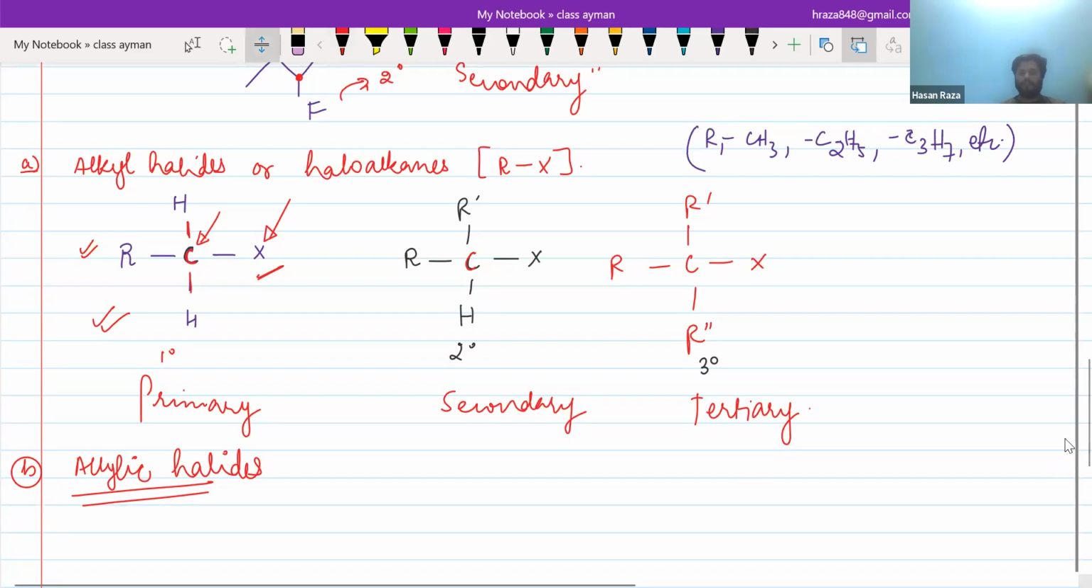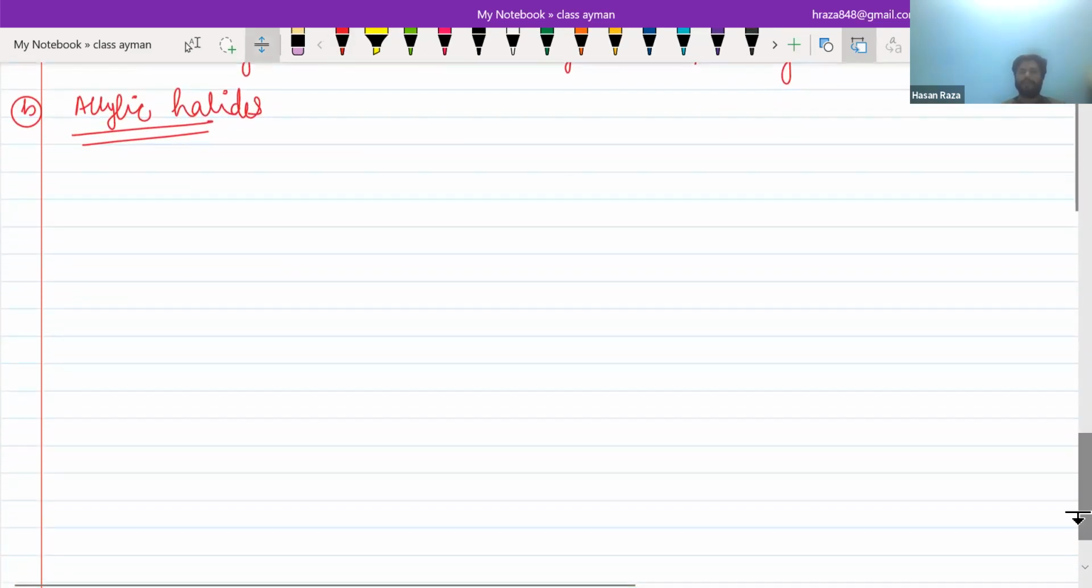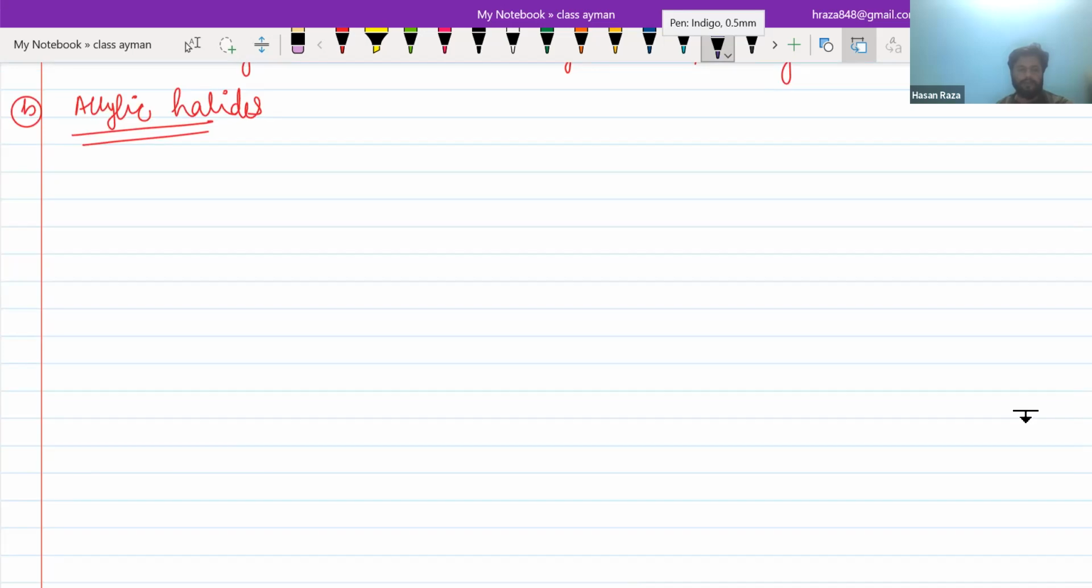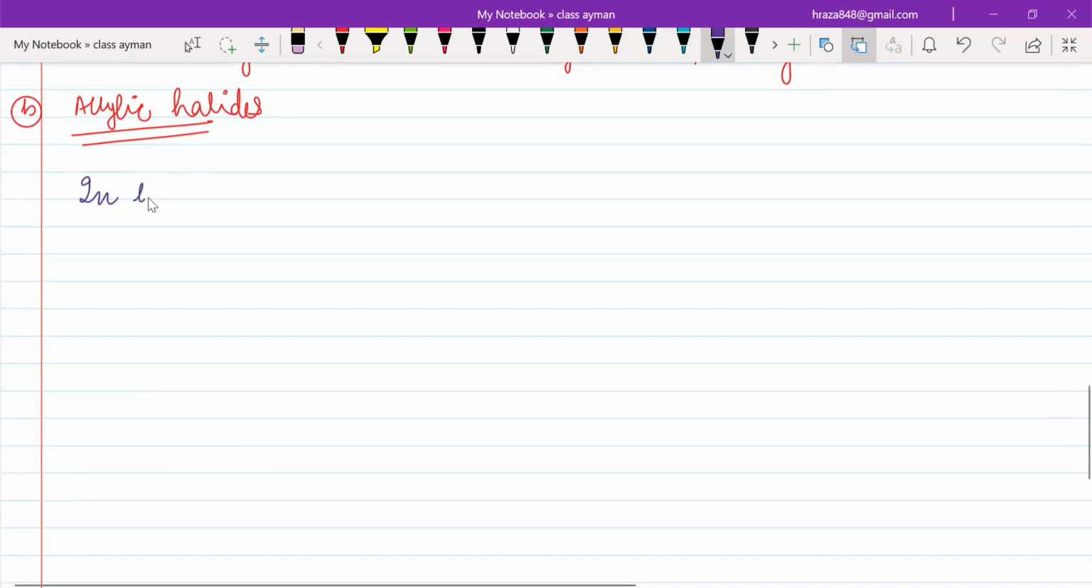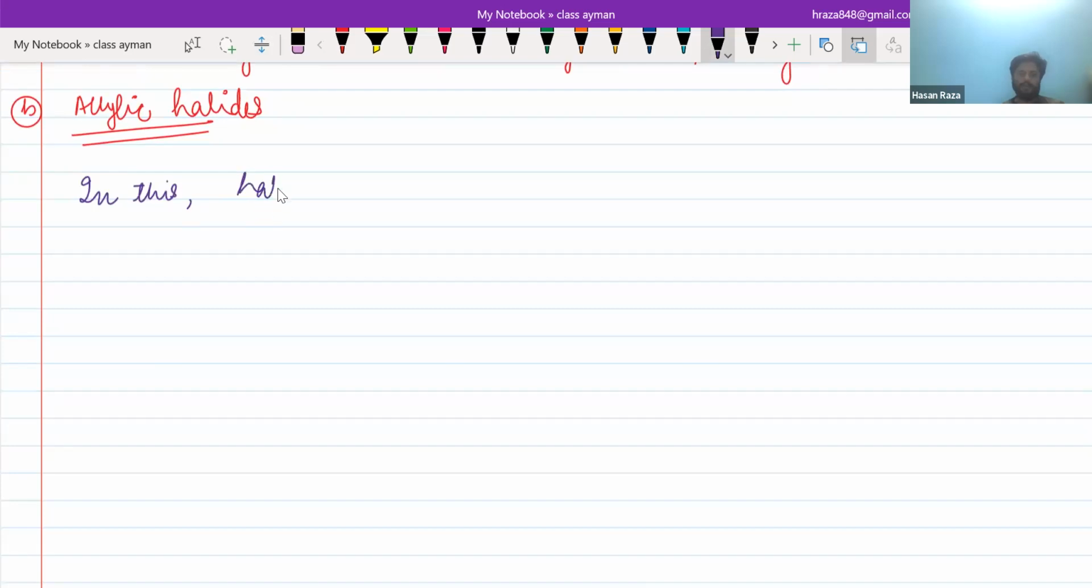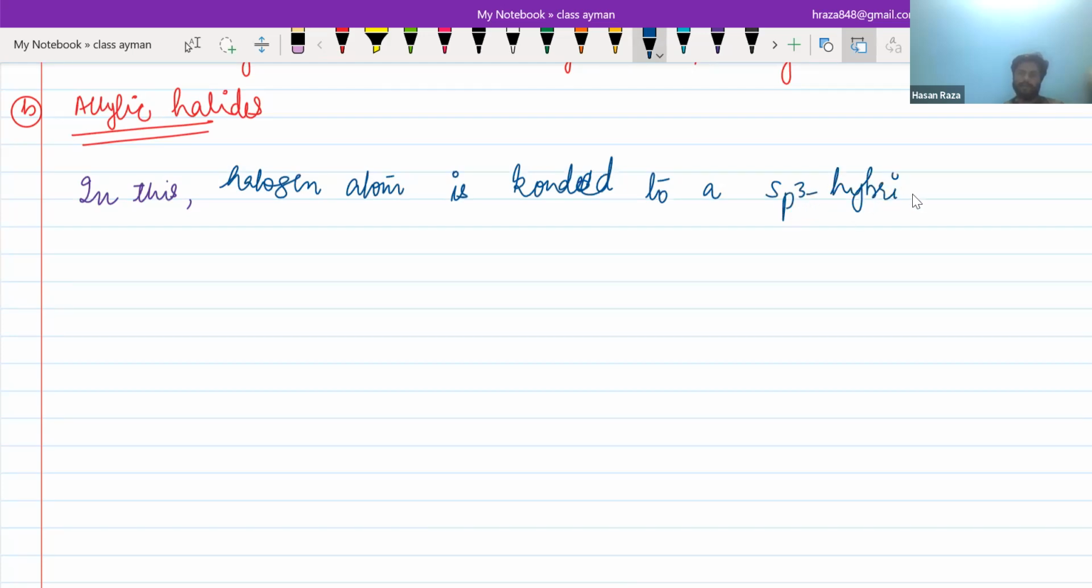Now the next classification comes out to be allylic halides. And what is allylic halides? First, I'm going to define it. It is very easy. You are done with the previous one, right? Yes. So basically in this, the halogen atom is bonded to an sp3 hybridized carbon. Do you know how to calculate hybridization?